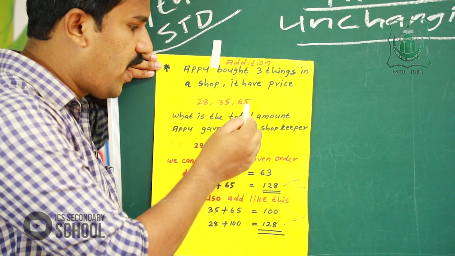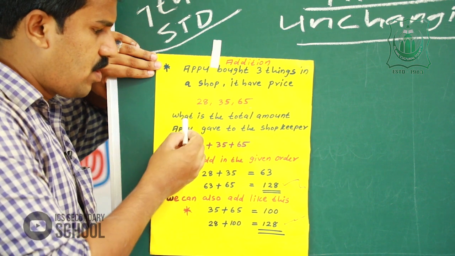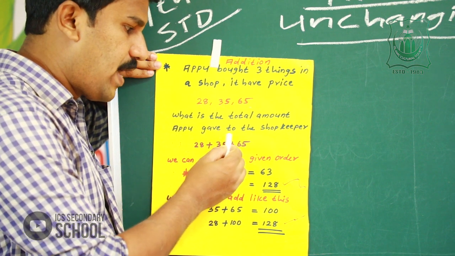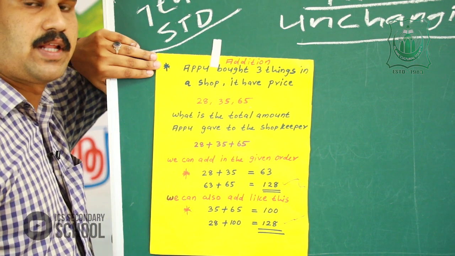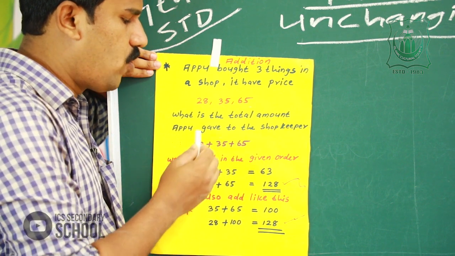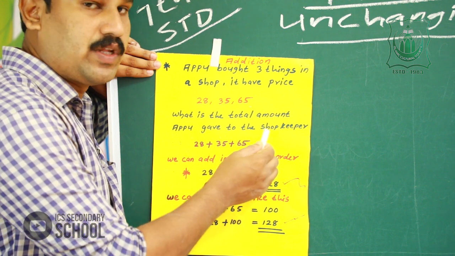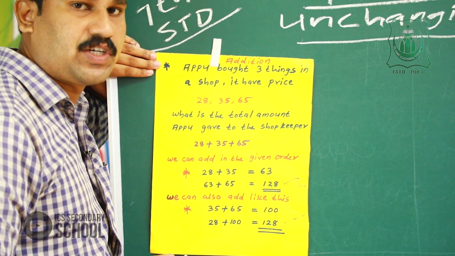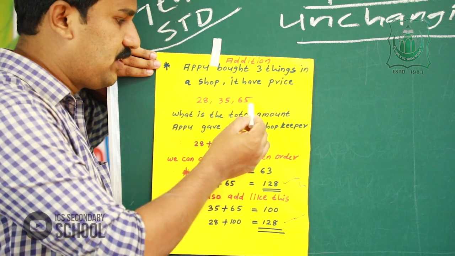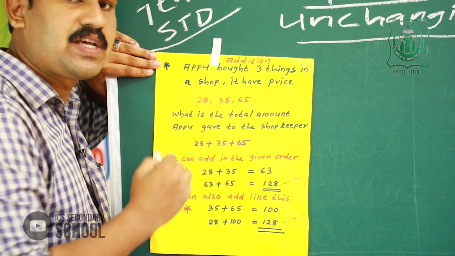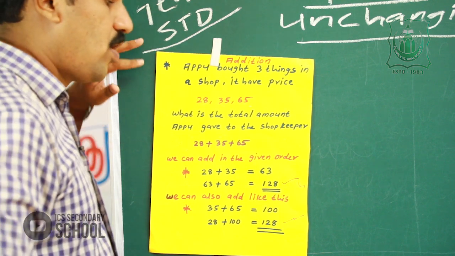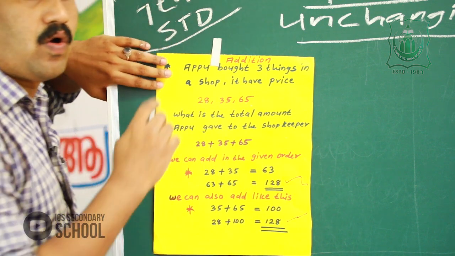What is the total amount Appu gave to the shopkeeper? Tell me, what is the total amount? How can we calculate? By adding these three numbers. How can we add? We can add in the given order.